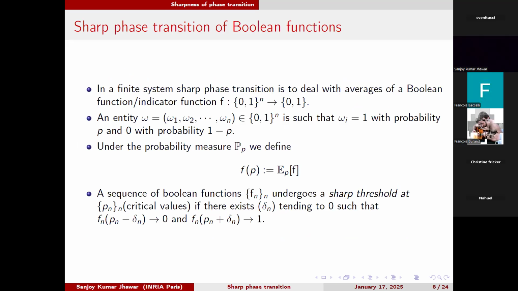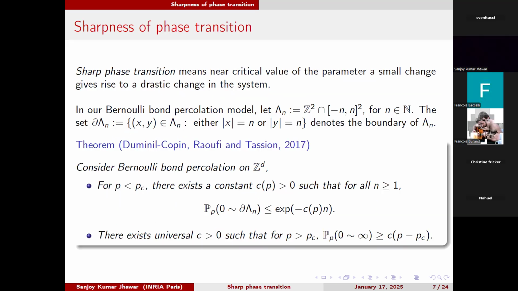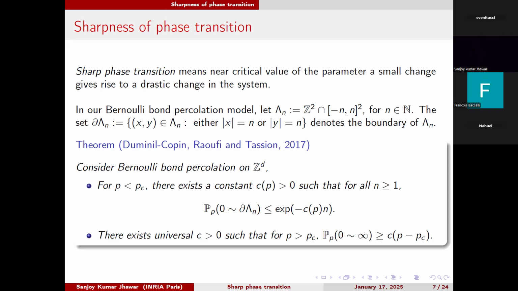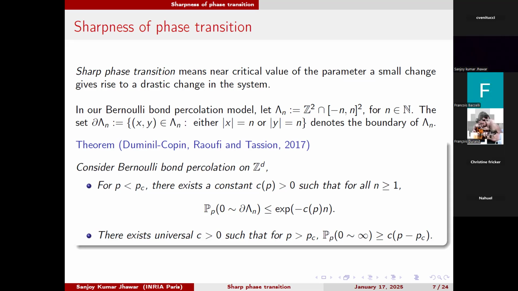Okay, so one can see that we are only dealing with some events where you have a path from the origin to the boundary of a box, or origin to infinity. So we can only deal with indicator functions of these types of events and try to find the average value of the indicator function.